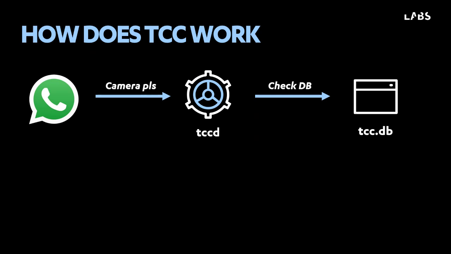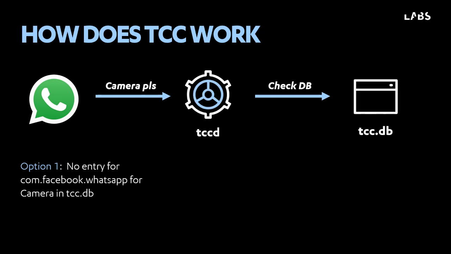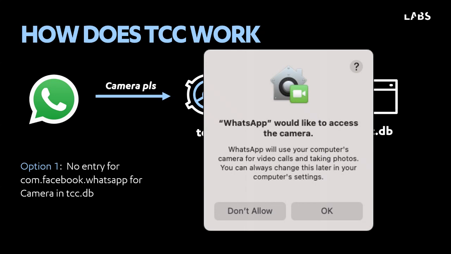So in this instance, let's take WhatsApp. We've got WhatsApp wanting to access the camera. It's going to use the TCC daemon to effectively go away, check the TCC database, and say, does WhatsApp have the necessary permissions to access the camera? Now, in this instance, that request has never been made before. WhatsApp's never asked for the camera access before, and as such, we're going to get a pop-up saying WhatsApp would like to use your camera.